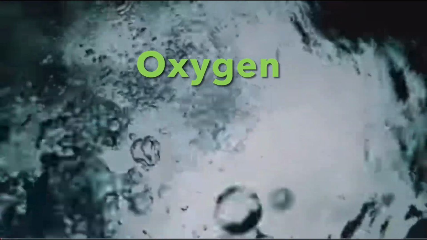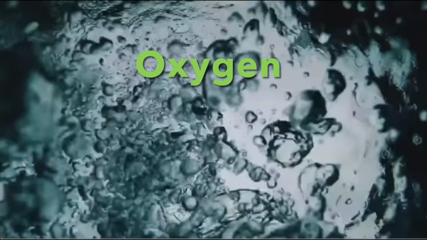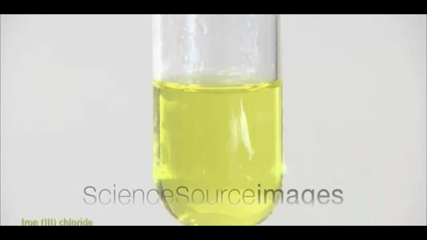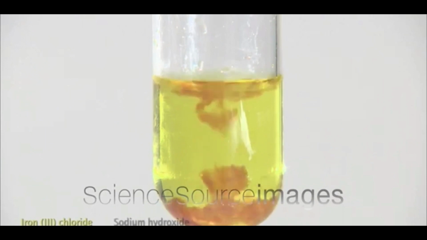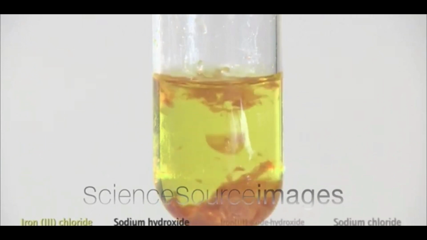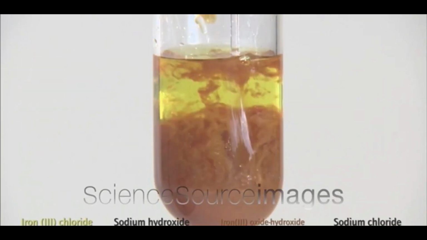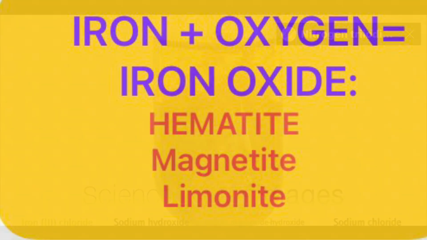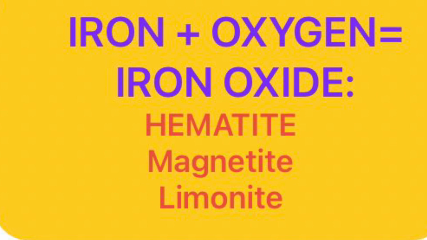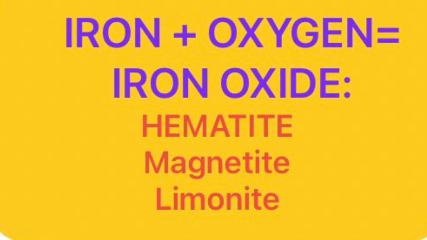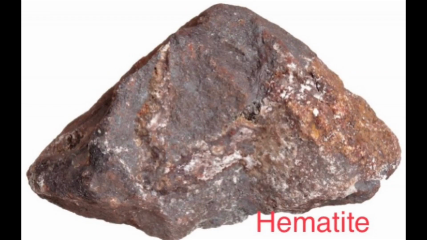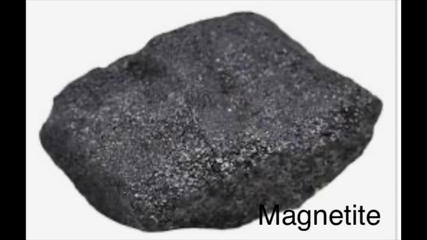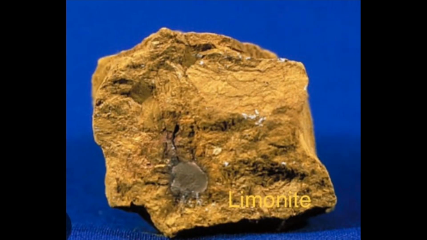The dissolved oxygen in the water combined with all the dissolved iron in the water, precipitating iron-rich compounds like hematite, magnetite, and limonite, which fell to the bottom of the oceans in rich red layers. The iron combining with the oxygen created iron oxide in the form of hematite, magnetite, and limonite, all forms of iron.